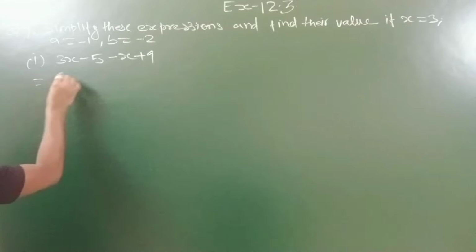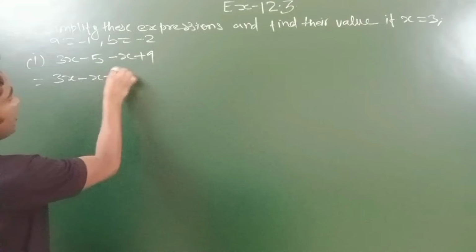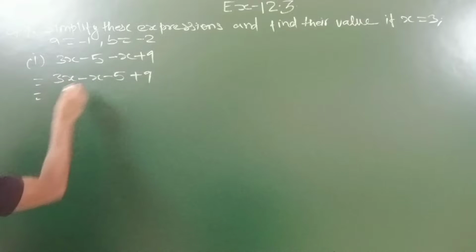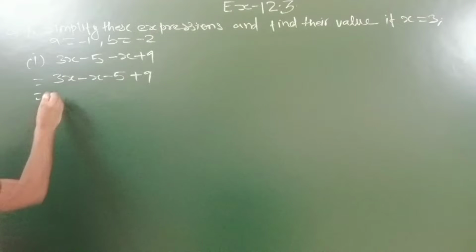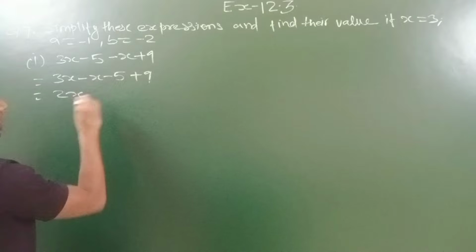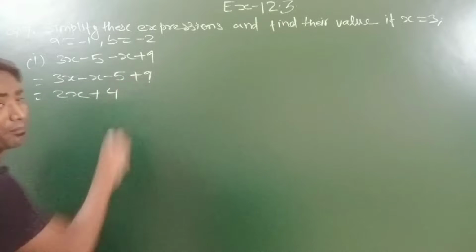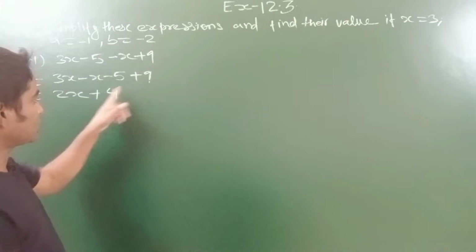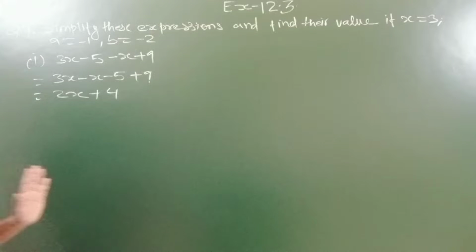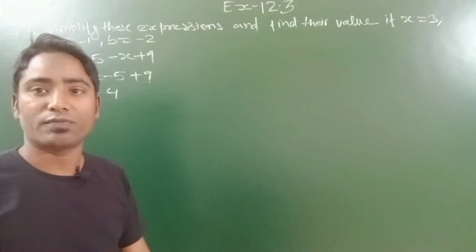So followed by the equal to sign, write all the like terms together: 3x minus x, and minus 5 plus 9. Now here one is positive and one is negative, so subtract them and consider the sign of the greater number. So here you will get 2x, and after performing the operation, 9 minus 5 you will get plus 4, as the sign of the greater number is considered. 9 is greater, having plus sign, so plus 4 will come.